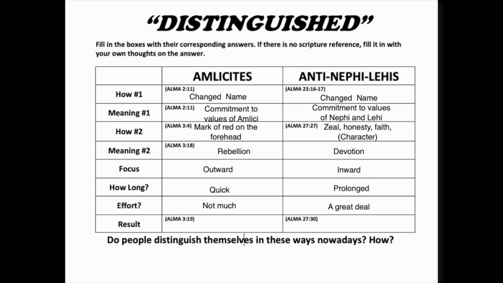But in contrast, what about the Anti-Nephi-Lehis? They also changed their name, and they did it to reflect their commitment to the values of Nephi and Lehi. Their second way of distinguishing themselves was through their zeal, their honesty, their faith, or in other words, their character. And it meant devotion to God and Christ. And where was their focus, outward or inward? Inner, the inward appearance. And how long would it take to distinguish yourself in that way, through your character?